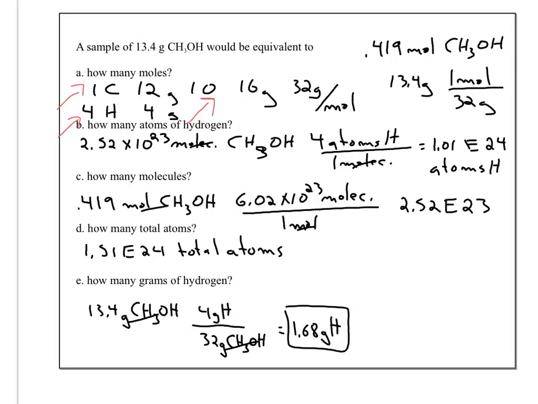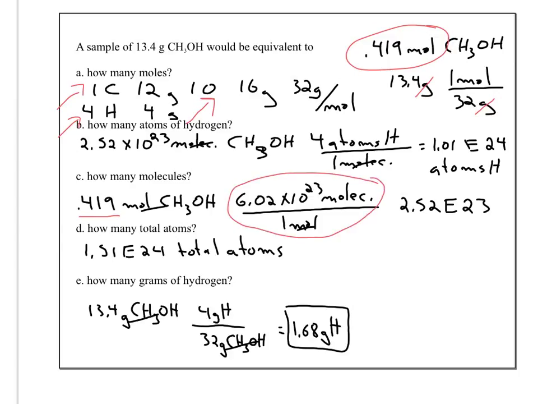So over here, what I did is I took 13.4, which was the amount given, then multiplied it by the conversion factor of 1 mole over 32 grams. And when I do that, I get 0.419 moles. Then I'm going to skip down, just because logically I think it makes more sense. So down here, I take the 0.419 moles, and I multiply it by this conversion factor.